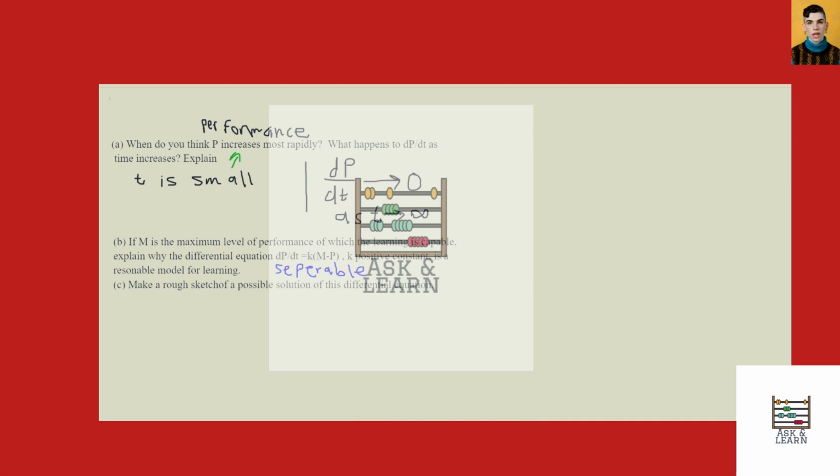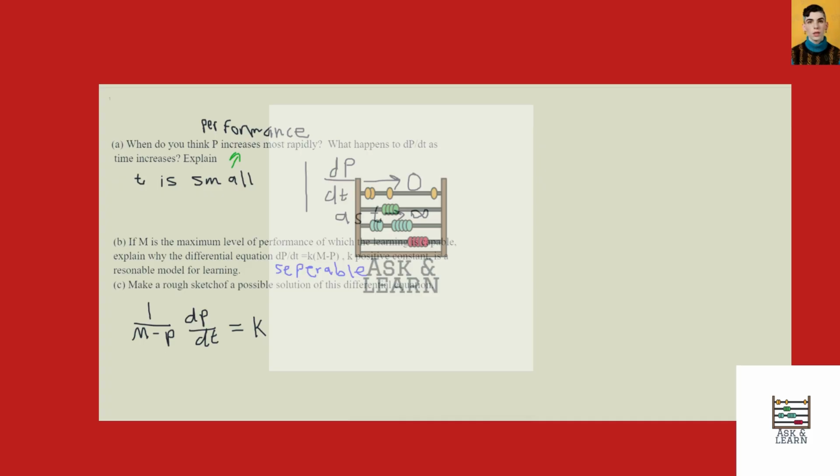So I'm going to go ahead and try to get all my P's on the same side as my derivative here, since I want to group all the same terms together. I don't see any T's anywhere, but I do see this P right here. So I'm going to go ahead and divide by M minus P. And when I do that, I end up with 1 over M minus P dP over dt, and it'll just be equal to K.